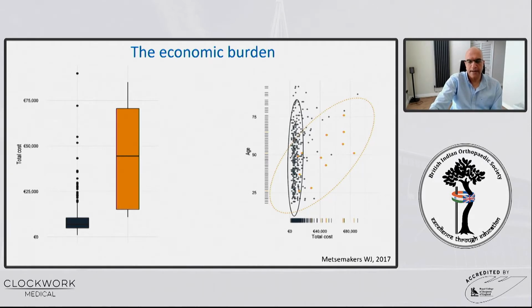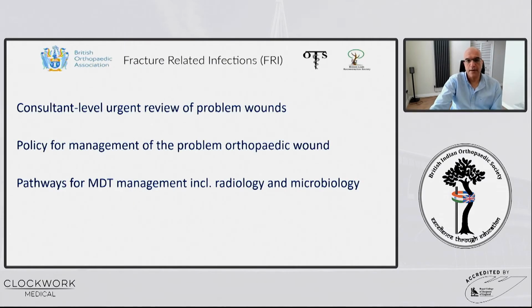management of suspected fracture-related infection, by following some simple guidelines just as you have in the arthroplasty world. What are these guidelines? The BOA came up with these guidelines about 18 months ago, and these are fairly simple. They are in many ways the same as the arthroplasty guidelines.